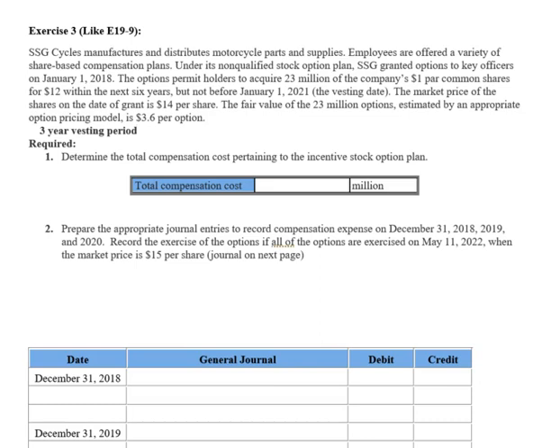The market price of the shares on the date of grant is $14. The fair value of the 23 million options, estimated by an appropriate option pricing model, is 3.6 per option. So again, the option pricing model gives us 3.6 based on some of those variables we talked about before.